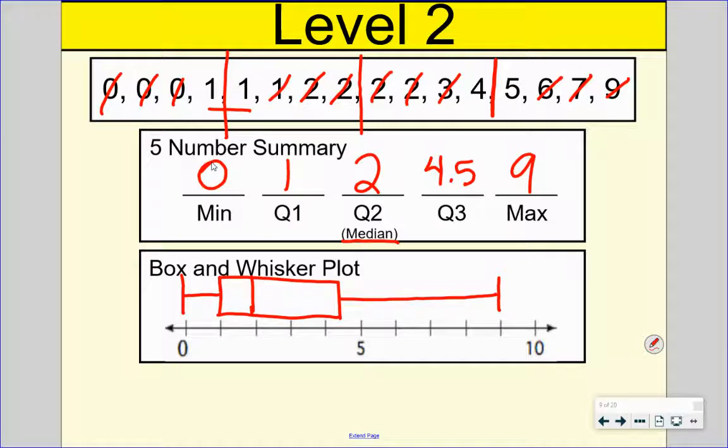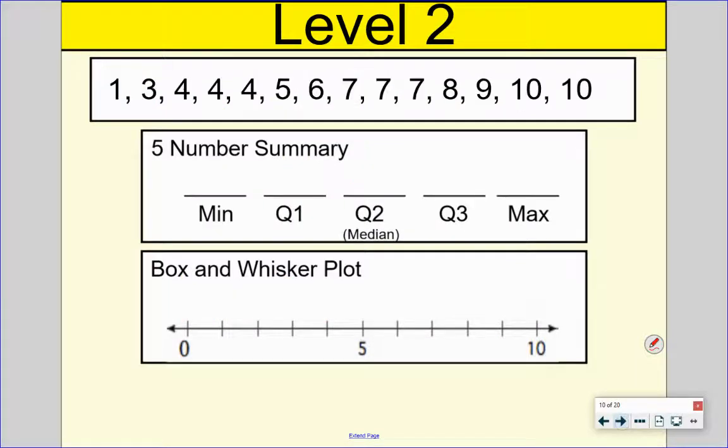So let's do another example here. All right, this time some students would prefer to count how many numbers we have here. How much data do we have here?